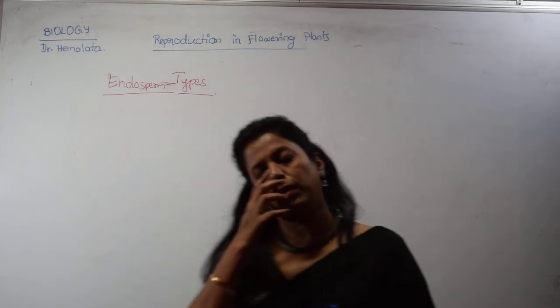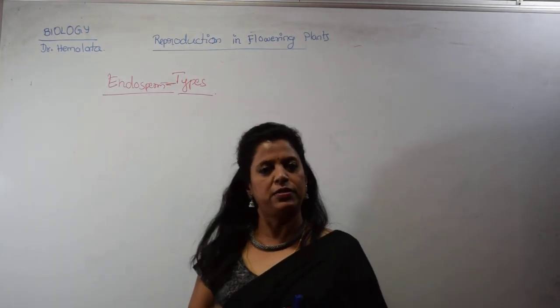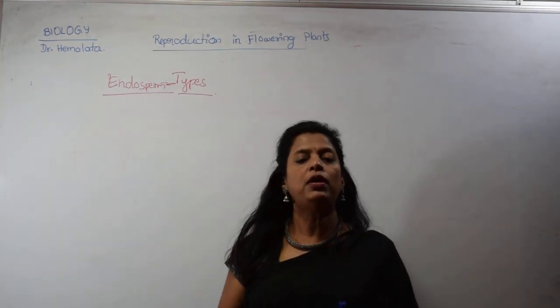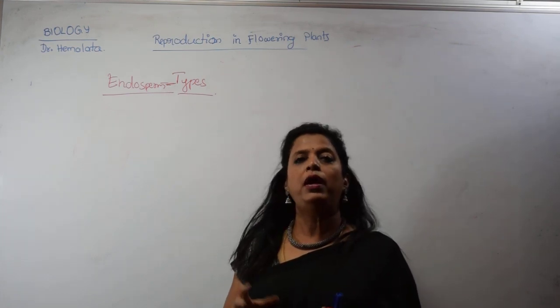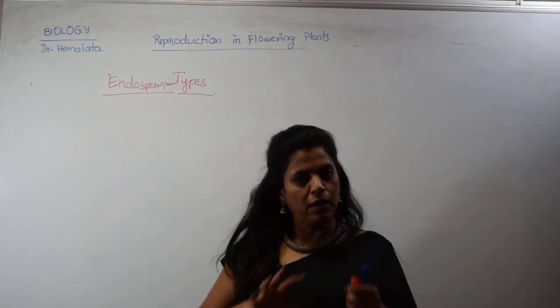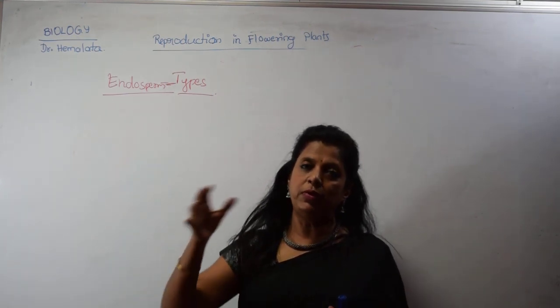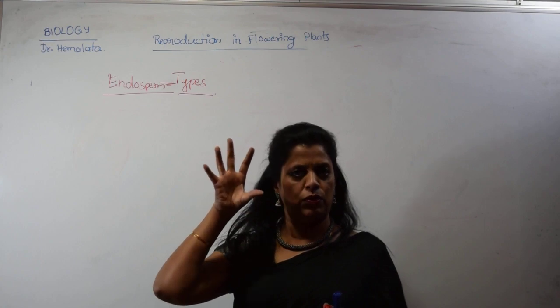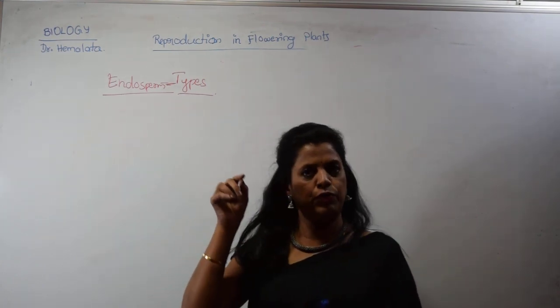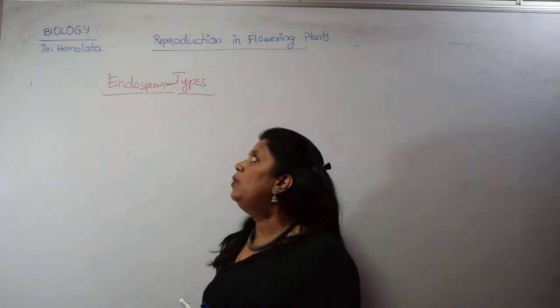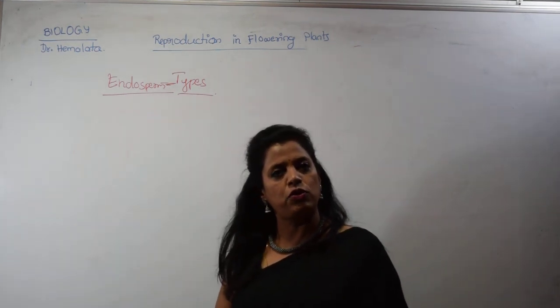So once you have learnt about fertilization in angiosperms, that is double fertilization and triple fusion, we are now going to talk about how exactly endosperm is produced. Endosperm is the internal nourishing part which is developed from the triple fused nuclei, that is, the two central polar nuclei fused with the male gametic nucleus. Now that endosperm is nourishing the angiosperm, right?